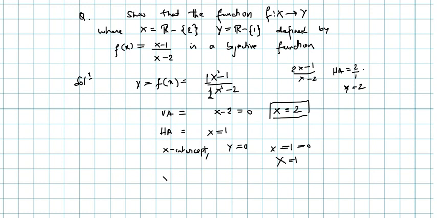For the y intercept, we make x equals 0. So, if I make x equals 0, I get y equals half. Okay. With this data, let us plot the graph now. So, this is our axis.